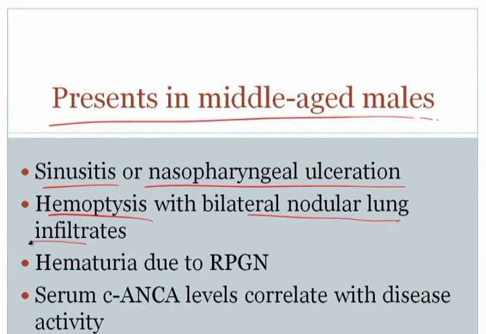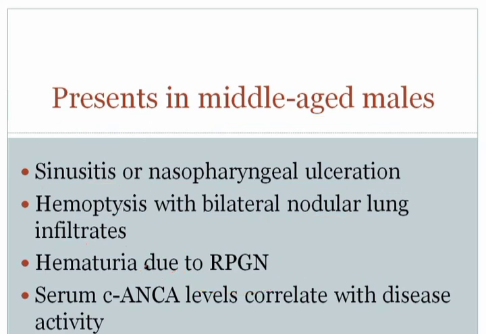And then they get involvement of the kidney, and the classic involvement of the kidney is going to be something called rapidly progressive glomerulonephritis. And so the patients will actually present with hematuria. And we'll talk about rapidly progressive glomerulonephritis in much more detail when we do your kidney or renal section. Again, I've already told you that these patients classically have an elevated serum C-ANCA, and the level of C-ANCA actually correlates with disease activity.